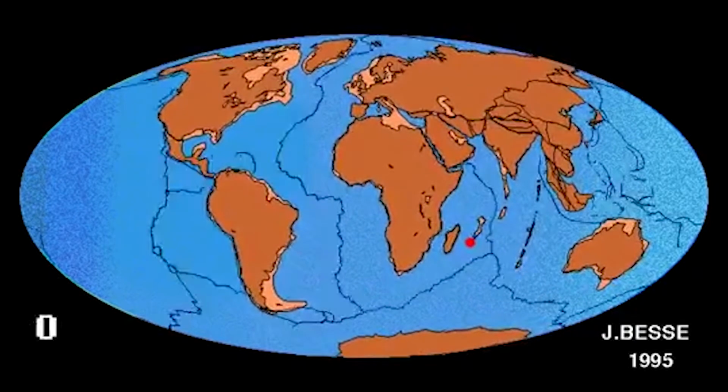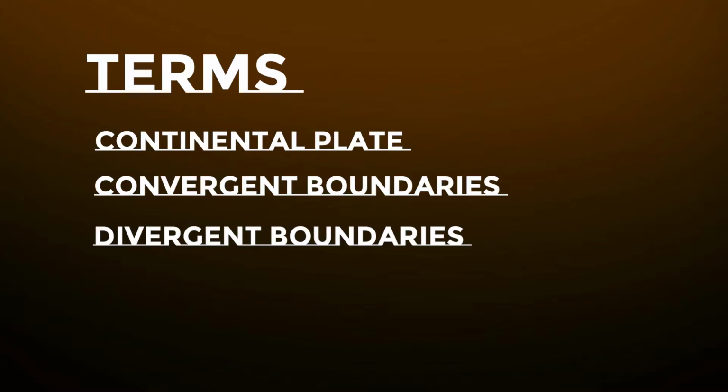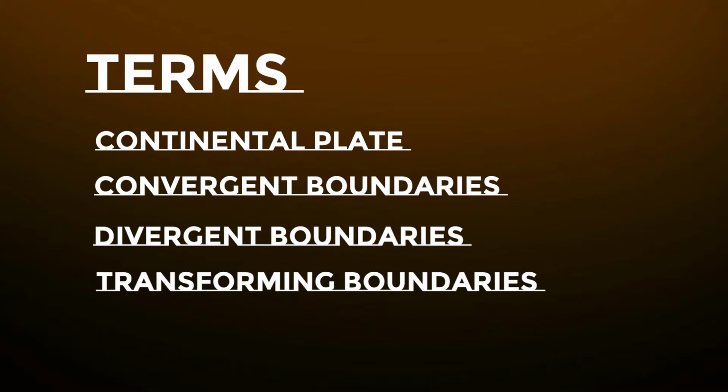These motions take place on plates sliding around, the plates holding in a whole continent or an ocean. There's a few terms we must learn: a continental plate, convergent, divergent, and transform boundaries.